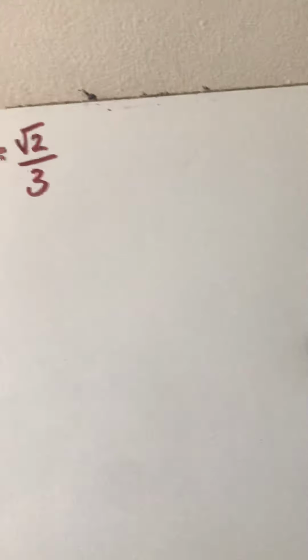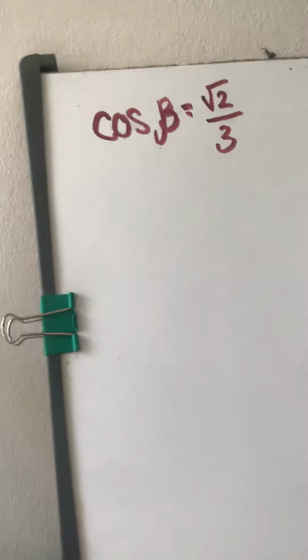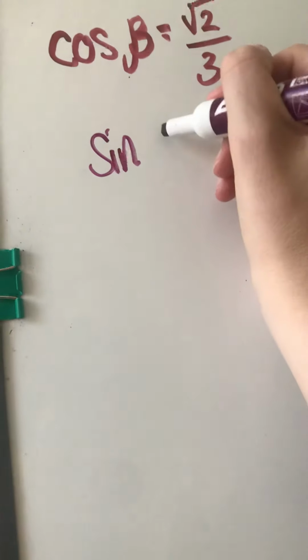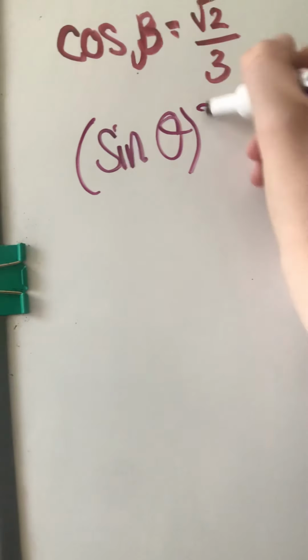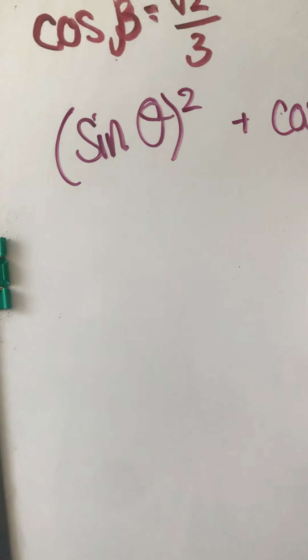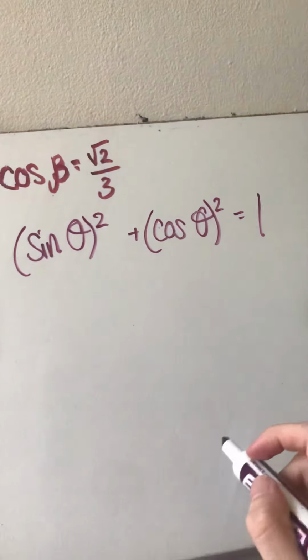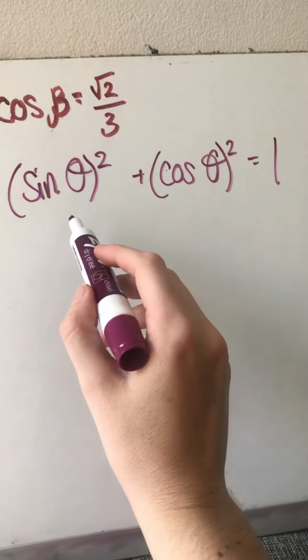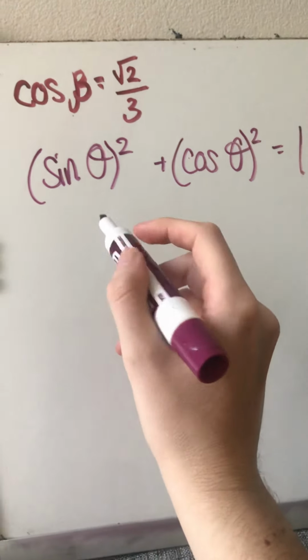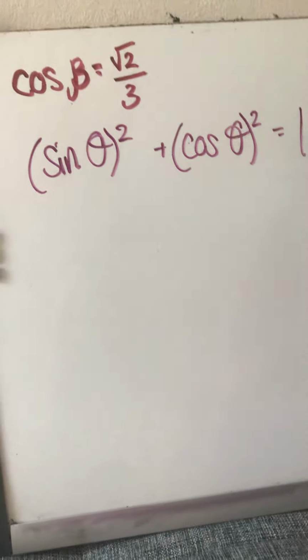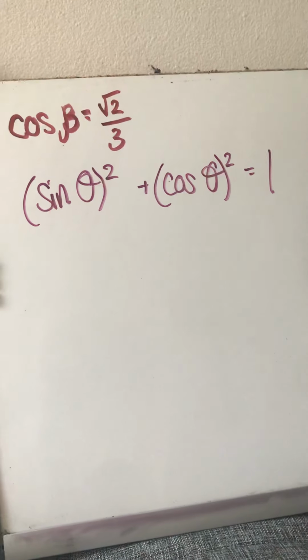Since it's asking me about sine of beta, and I know what cosine is, I should be thinking of that trig identity that we talked about last week, that said sine of theta squared plus cosine of theta squared is equal to 1. Remember, we just got this from our unit circle. The equation that we formed for our unit circle was x squared plus y squared equals 1. And the 1 came from our radius of the unit circle.